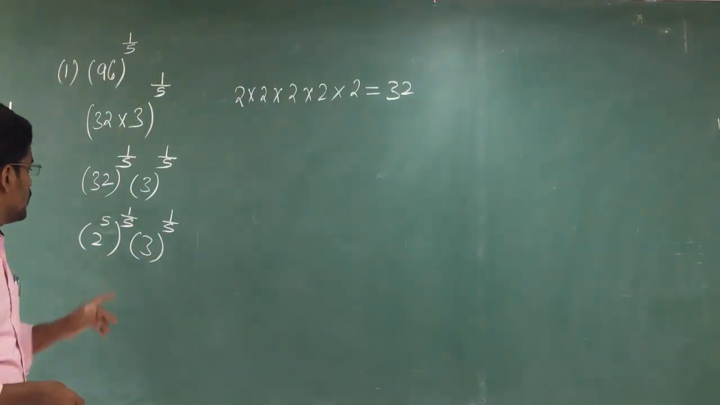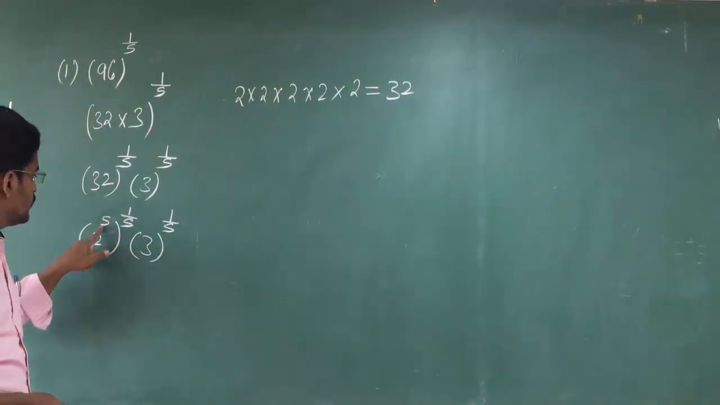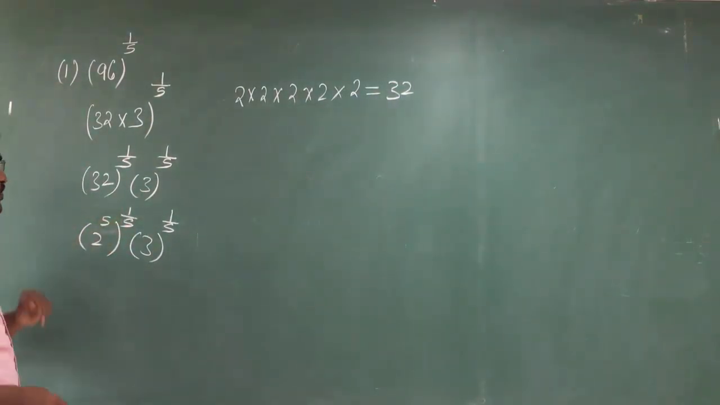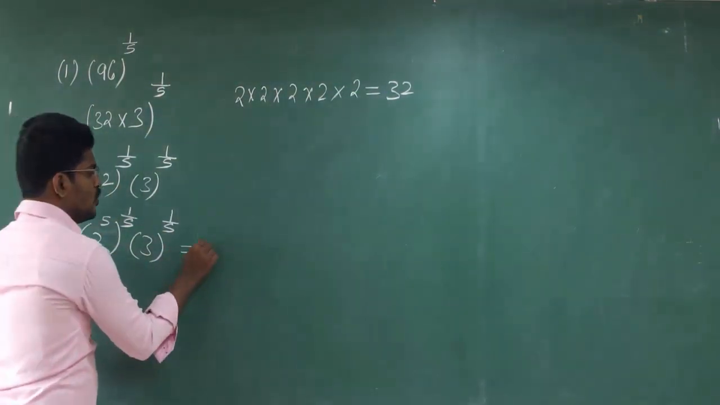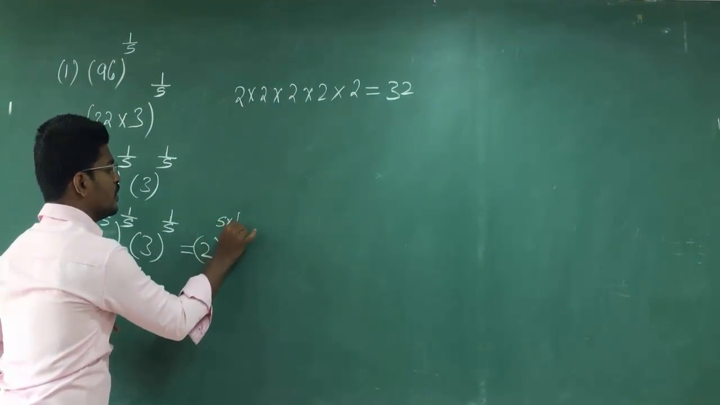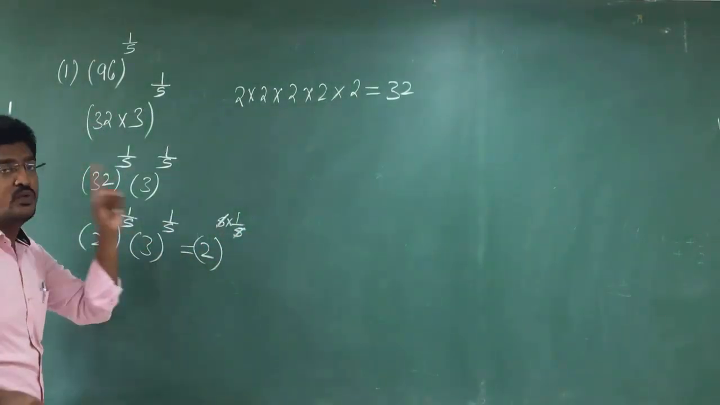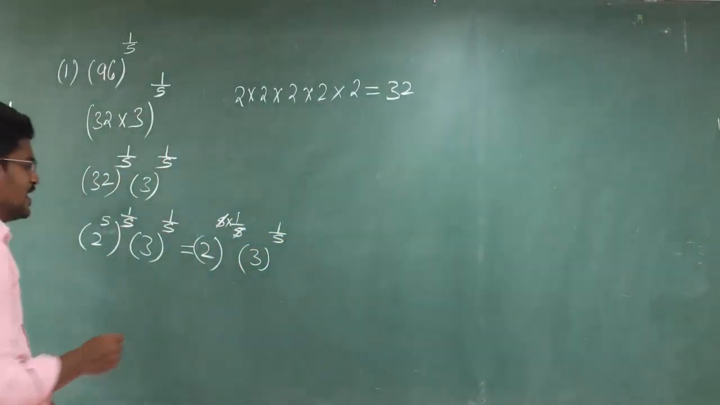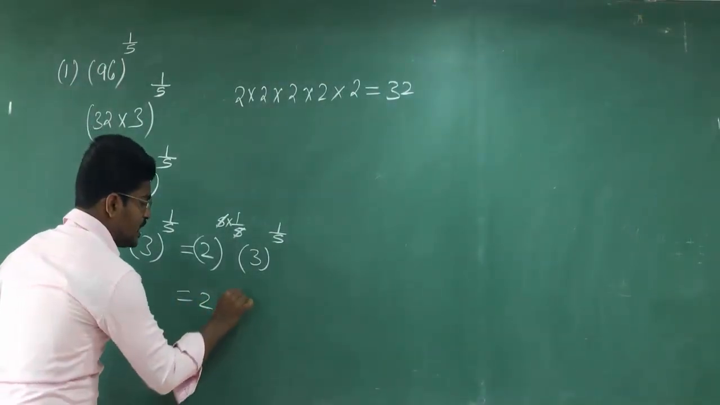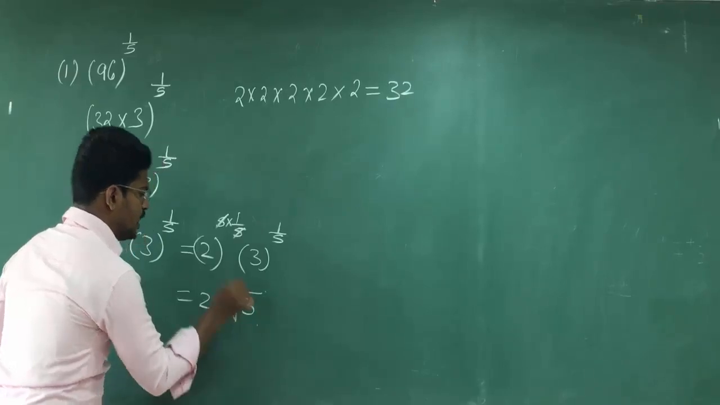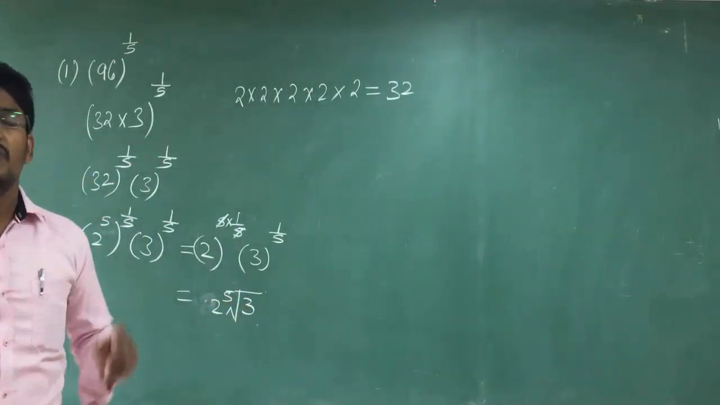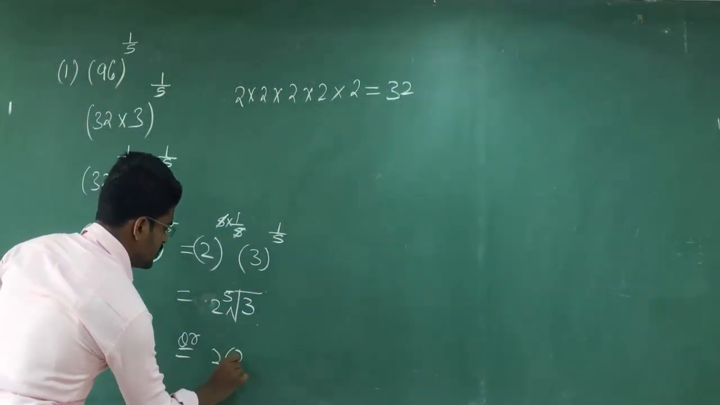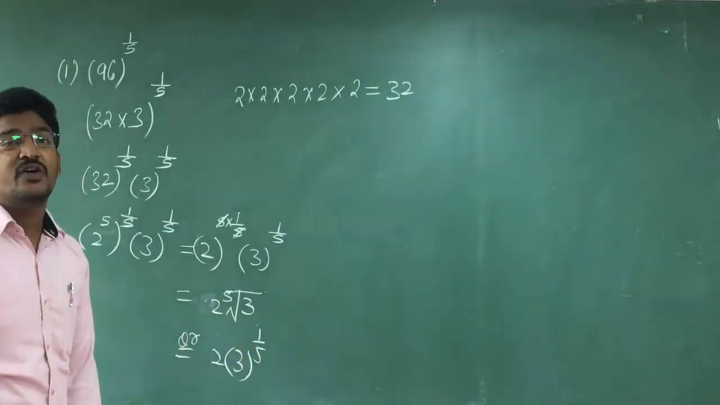Clear? Now if I want to simplify this, see, 5 is multiplied with 1 by 5. So it will be 2 to the power of 5 into 1 by 5. The 5 will be cancelled, remaining 1, and 3 to the power of 1 by 5. Now I can write it as 2 multiplied with the fifth root of 3, or 2 times 3 whole to the power of 1 by 5. Clear students?